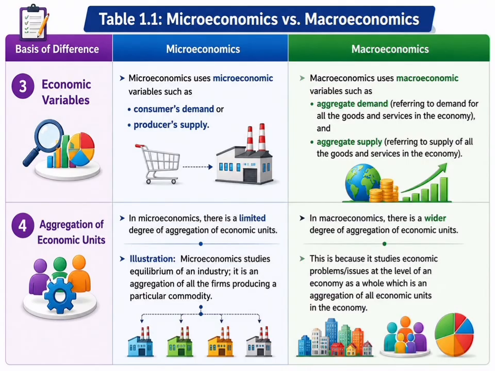In macroeconomics, the level of aggregation is much wider. Instead of studying only one industry, it studies all industries together. It studies agriculture, manufacturing, banking, transport, IT, education, healthcare, everything in the economy. Example, if we study the textile industry, it is microeconomics. But if we study all industries in India together, it becomes macroeconomics.